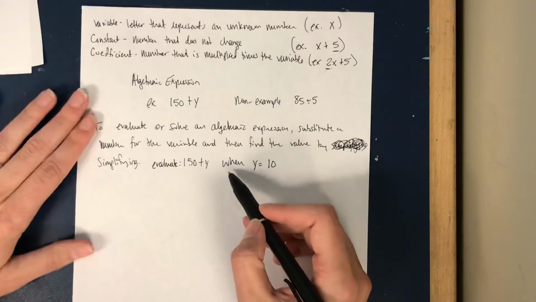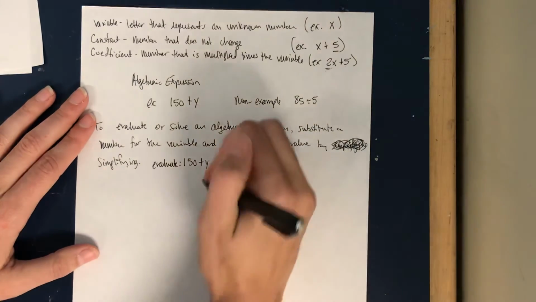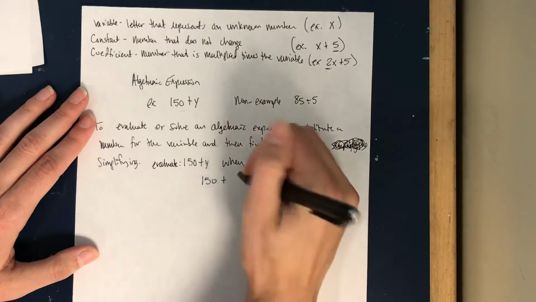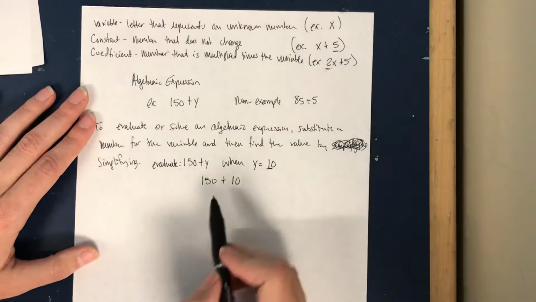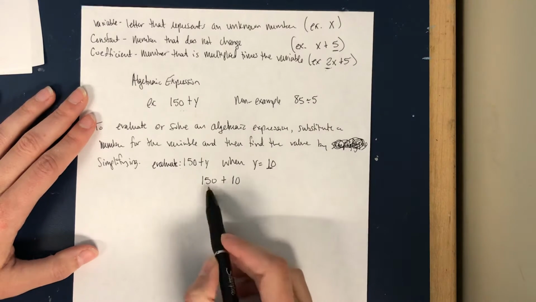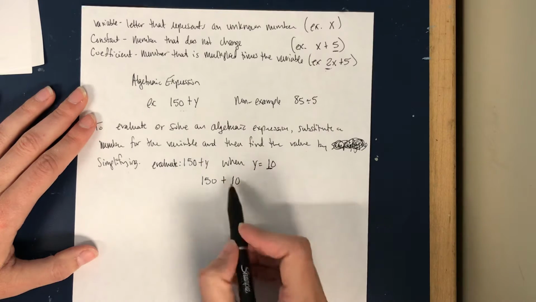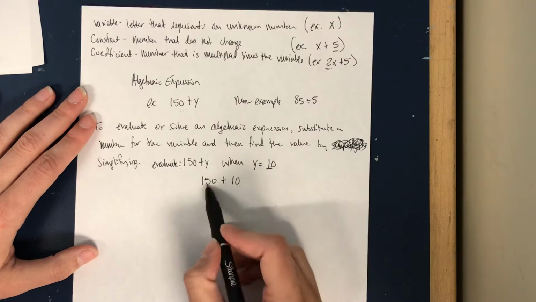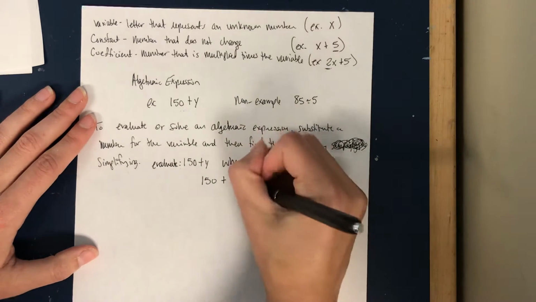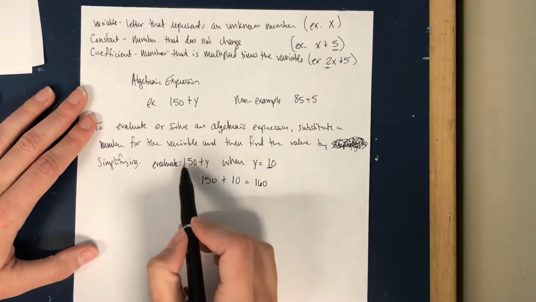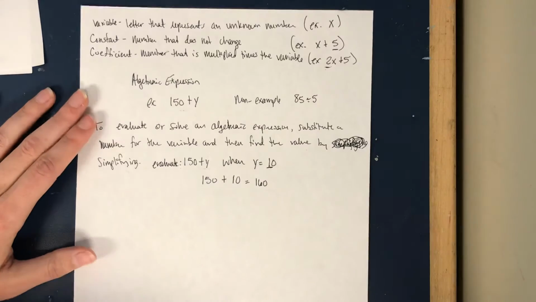There could be multiple y's. There's only one here. So I'm going to say 150 plus, and y equals 10, so I'm going to put 10 there. It's now just a very simple addition problem. Then find the value by simplifying. I'm just going to simplify by putting these two together. They're like terms, so I can easily add the two numbers. So 160 is the answer to this algebraic expression.